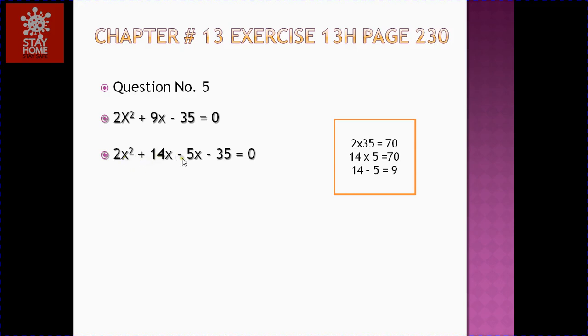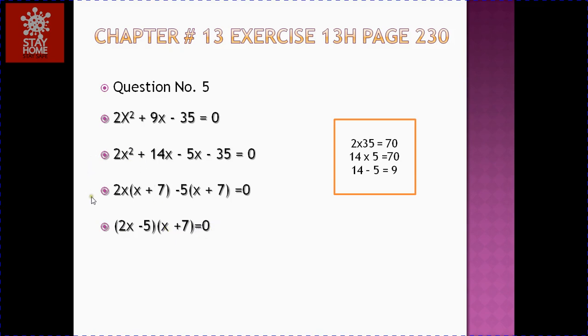2x square plus 14x minus 5x minus 35 equals 0. Now what is the common value in the first two terms? 2x is common. So 2x comes out and x plus 7 is inside. From the other two terms 5 is common, so x plus 7 inside the bracket. Now the first bracket is x plus 7 and the second bracket is 2x minus 5. 2x minus 5 into x plus 7 equals 0.